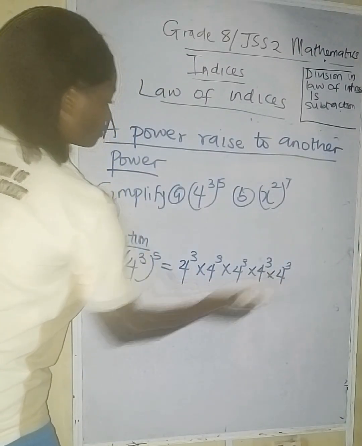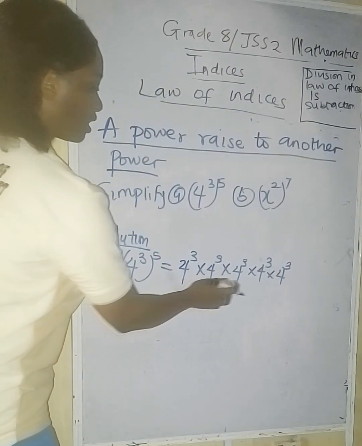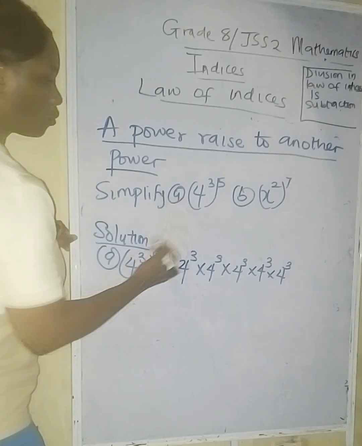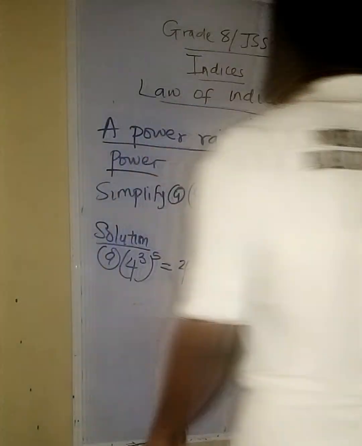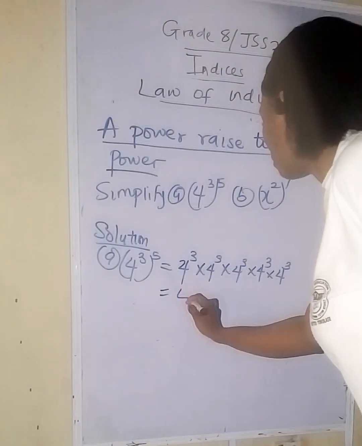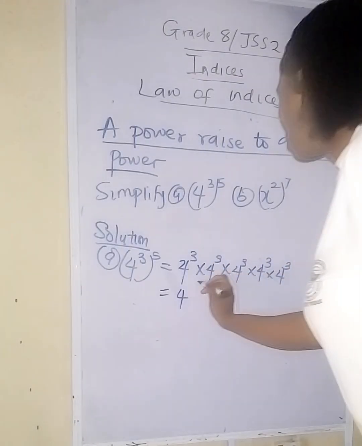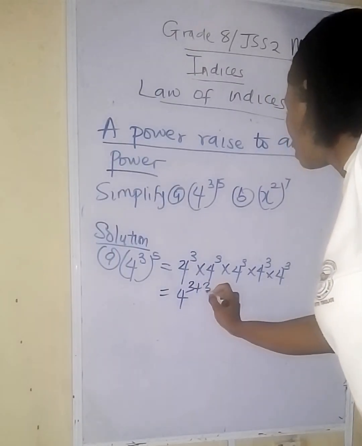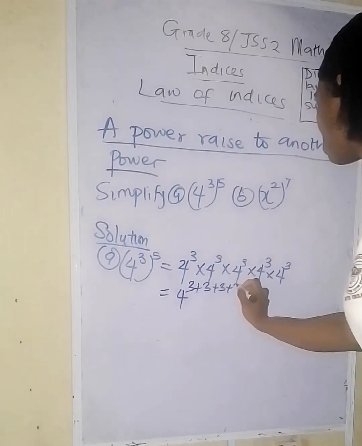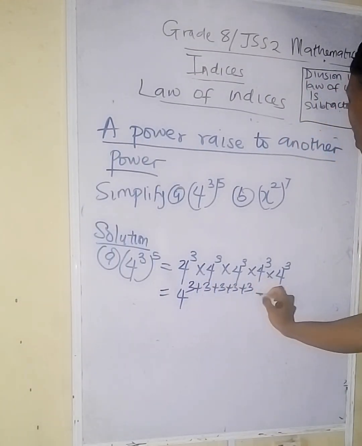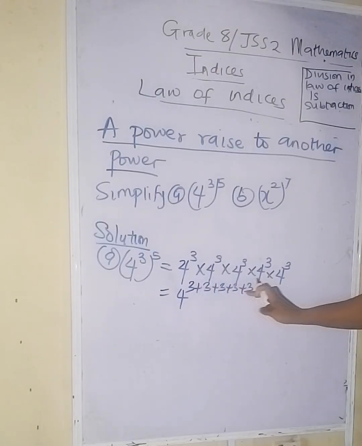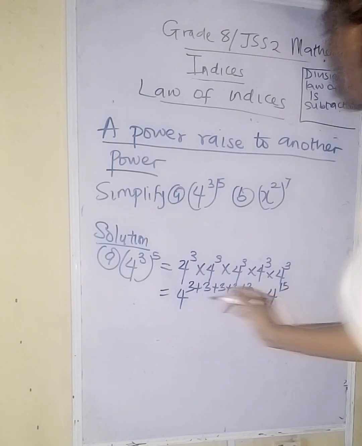Alright, so now if you observe, they all have the same base. So we'll just pick one base, and that will be 4. So we are going to add up everything because it is multiplication. I thought that multiplication is always addition. So that will be 3 plus 3 plus 3 plus 3 plus 3. Alright, so when you add up everything, you are going to get 15. Very simple.